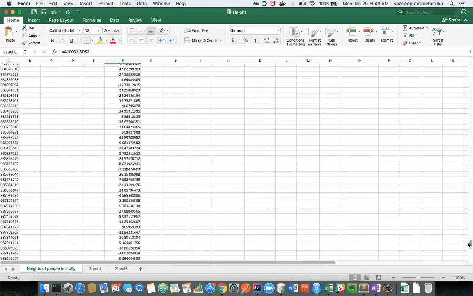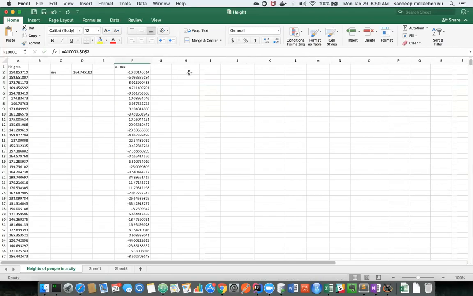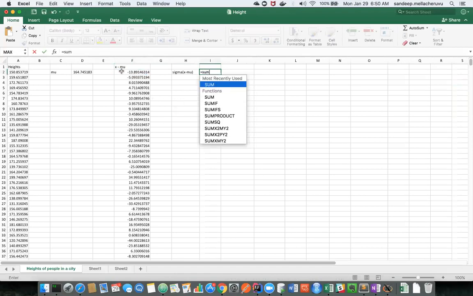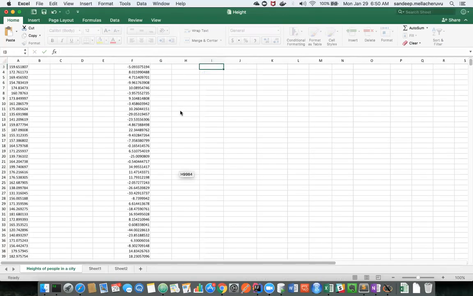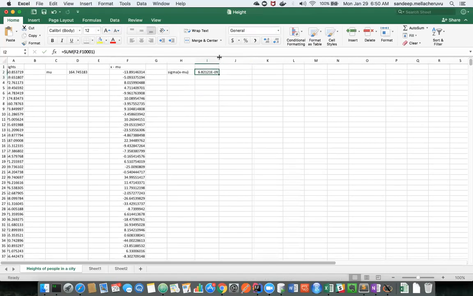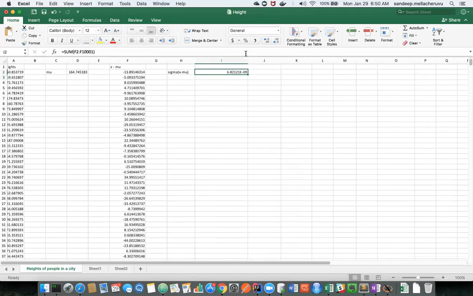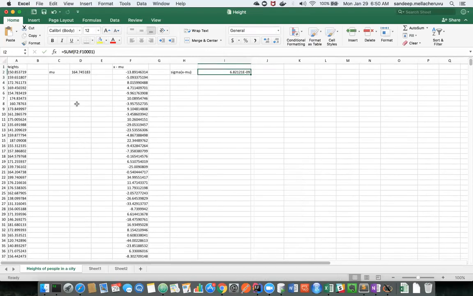Okay, now I want to do the sum of all this. Sigma of x minus mu, which is nothing but the sum of all these elements, right? So let me do the sum from here to the end, and this is going to be 0, 10 power minus 9, very much closer to 0. So like I said, whenever you do sigma x minus mu, it is going to be 0.